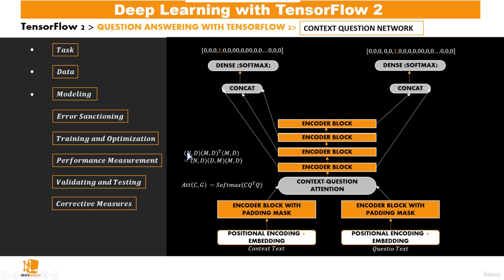Recall we're just trying to find the output dimension of C Q transpose Q. So there we have N D, D M, M D. N D by D M will give us N M. N M by M D will give us N D. So that's how we obtain this output right here.